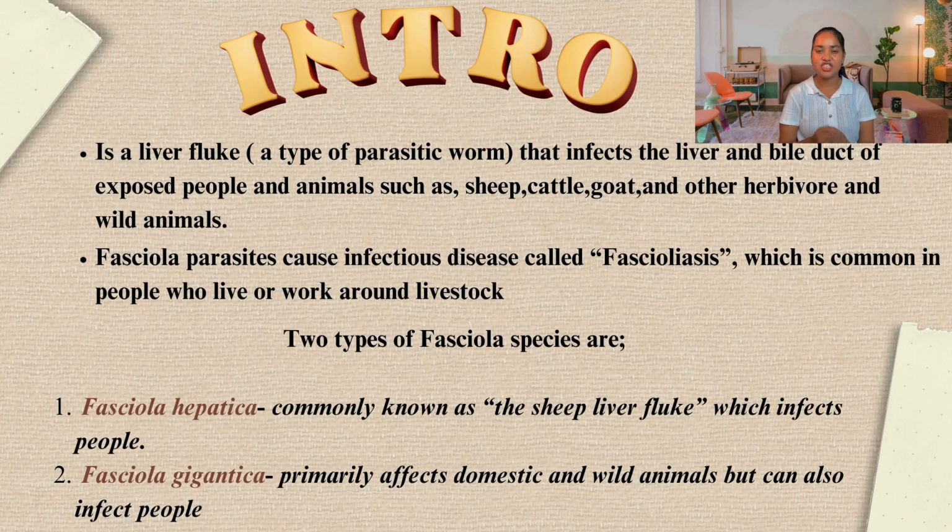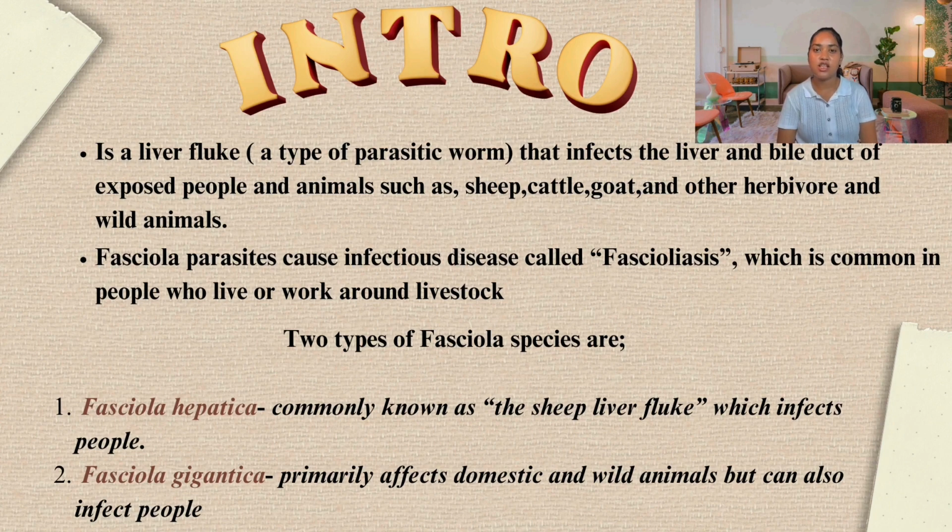Moving on to the introduction, fasciola is a liver fluke, which is a type of parasitic worm that infects the bile and liver duct of exposed people and animals, such as sheep, goat, cattle, and other herbivores, as well as wild animals. Fasciola parasites cause an infectious disease known as fasciolosis, which is common in people who live or work around livestock. There are two types of fasciola.